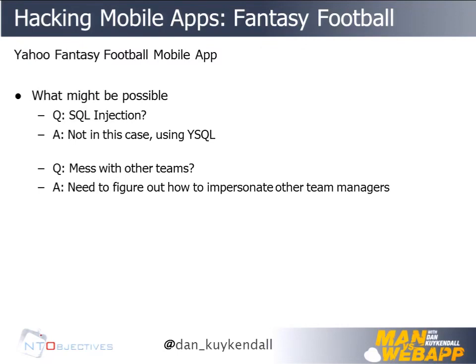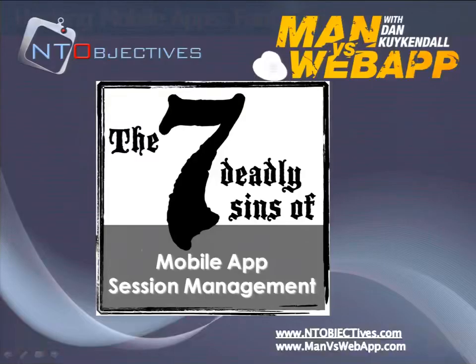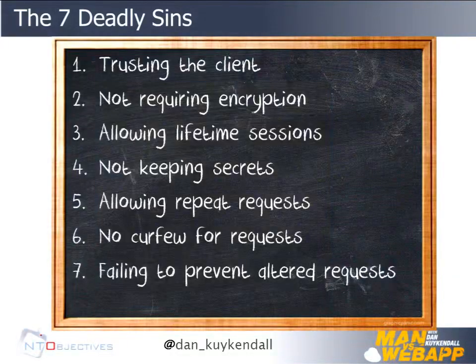So I started looking at some of the other research I've been doing around mobile, and this is where we lead into the 7 deadly sins. So this is kind of a breakdown of how mobile apps authenticate and validate the user and the data. And what I found is these 7 basic problems. The first one is that they trust the client, and I'm going to go through each one in detail here.